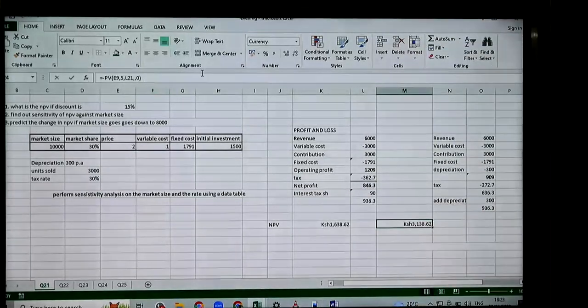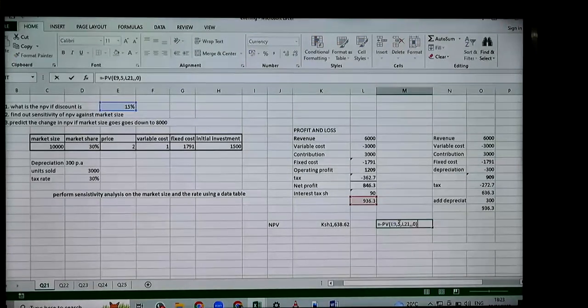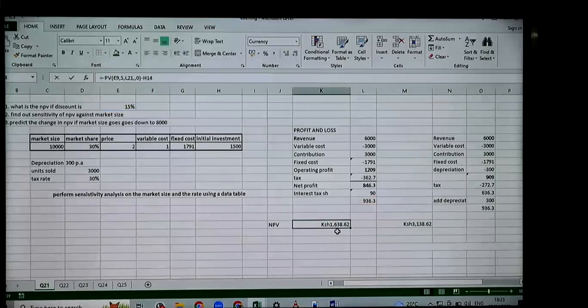Sorry, I think I'll F2. So I'm saying this one is our rate, the 15%. The 5-year are the number of periods, and the L21 is our PMT. And because we don't have our future value here, you can press comma or you press 0. It's the same thing. We'll still get the same value. So these ones are the present values.